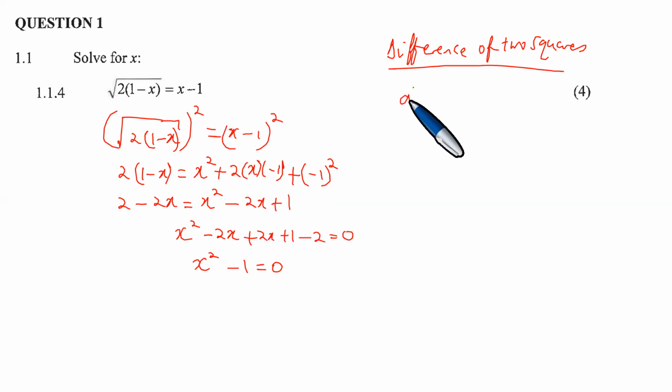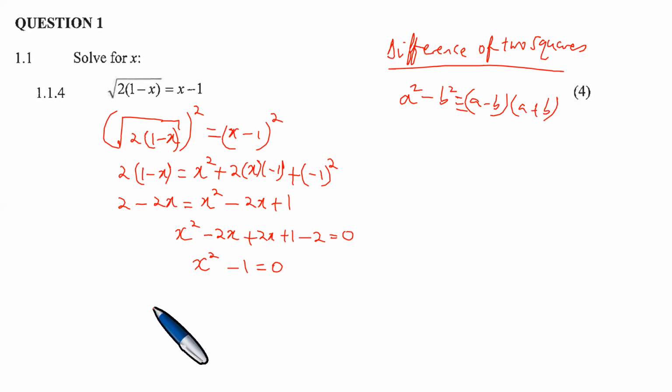What is the difference of 2 squares? a squared minus b squared, which is a minus b into a plus b. So this is called the difference of 2 squares. Right, so we have it here.